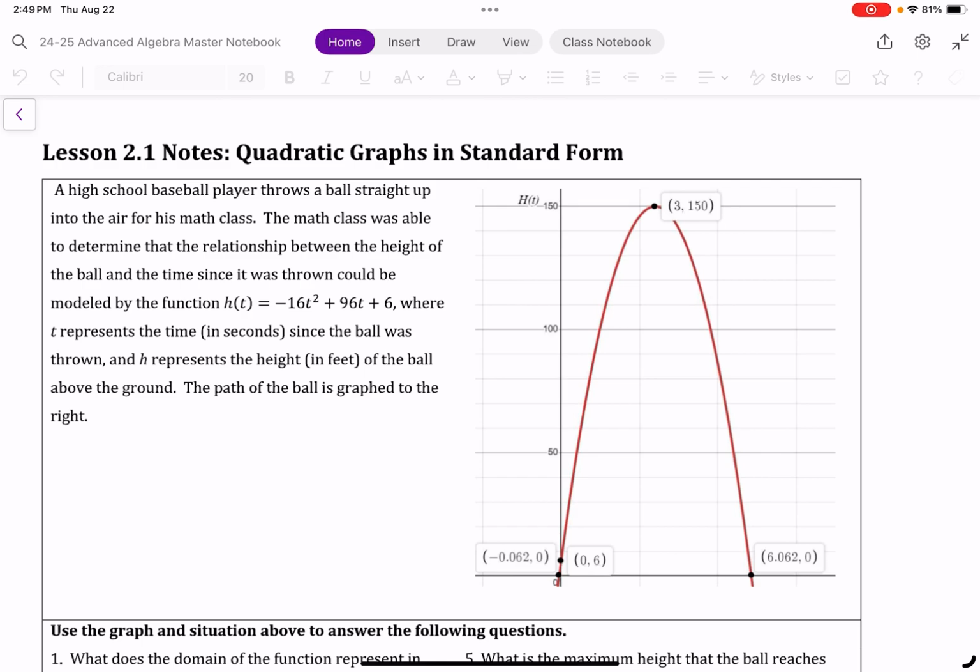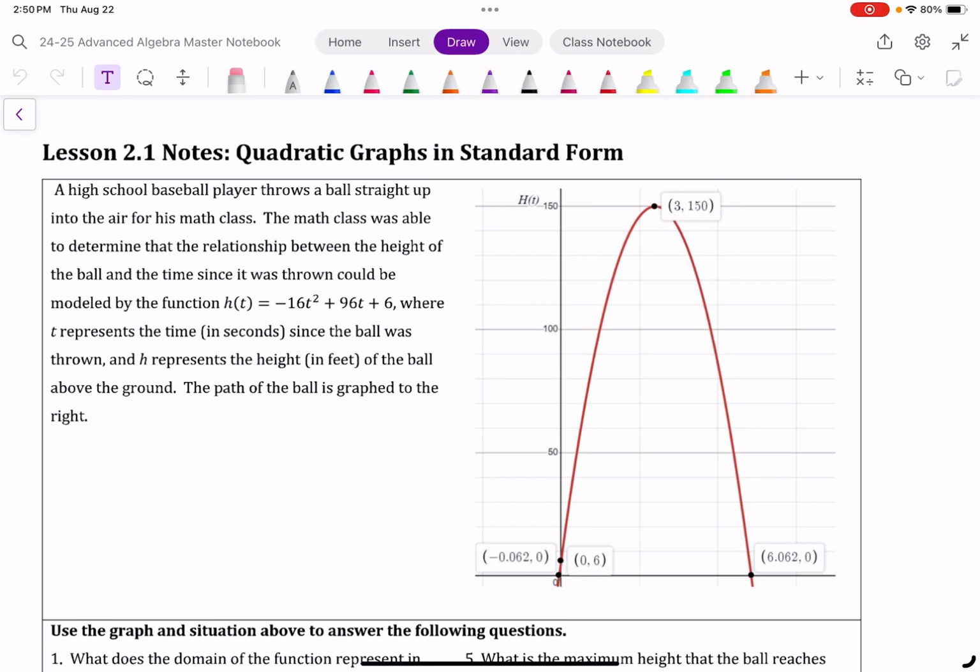The ball's path is graphed to the right. As you see, there are key points on here. There is your x-intercept, there is your y-intercept, and there is also another x-intercept. And the other point at the top is the vertex, which we will talk about a little bit later on.